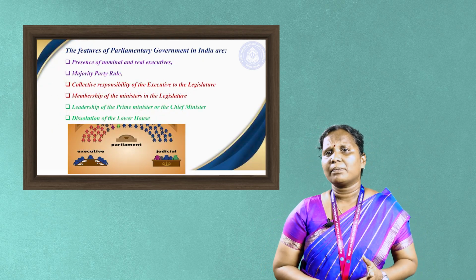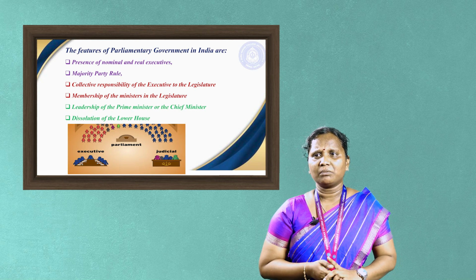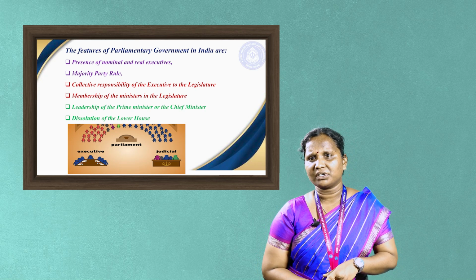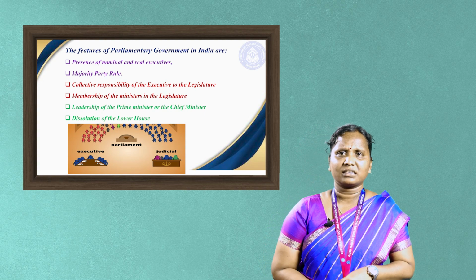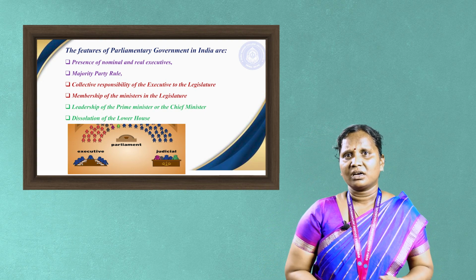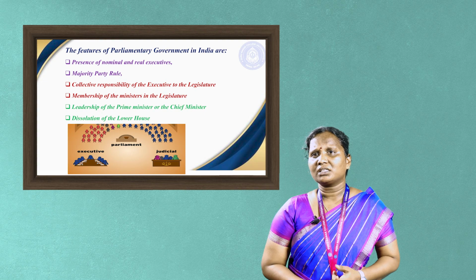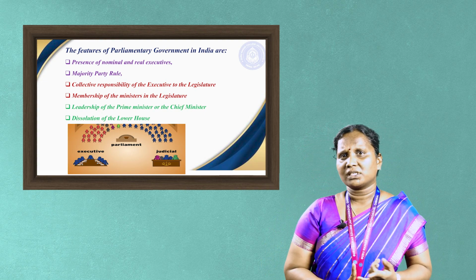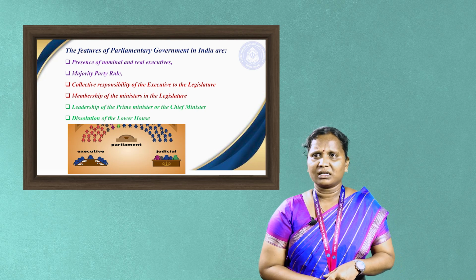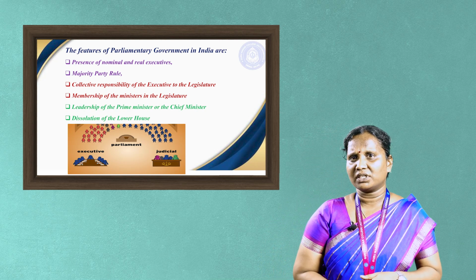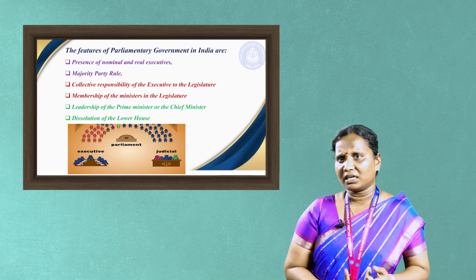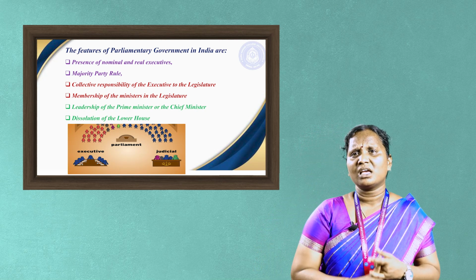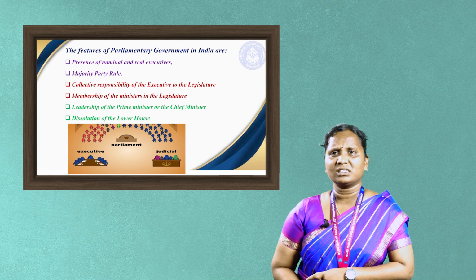Next, the parliamentary form of government. The parliamentary system is based on the principle of cooperation and coordination between the legislature and executive organs of the government. What are the features of the parliamentary system followed in India? First one, the presence of nominal and real executive. The head of the state, that is the president, is the nominal executive. The head of the government is the real executive, for example the prime minister in the central government and the chief minister in the state government.